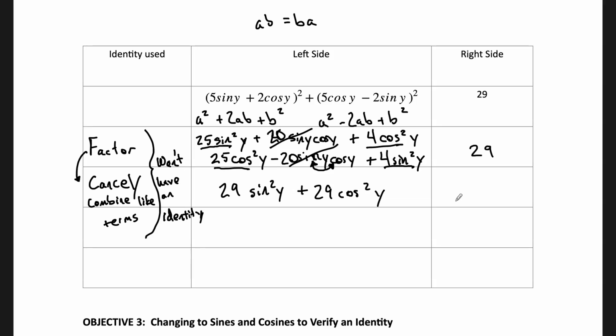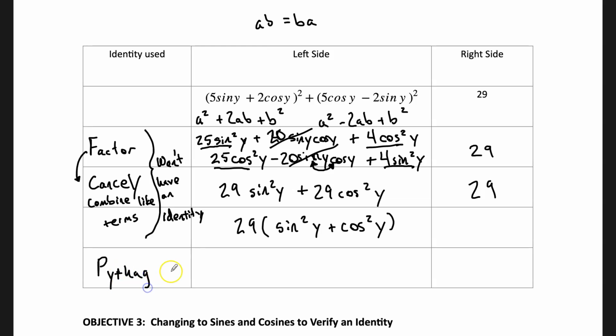Anytime we have anything with a common factor, we want to factor out that common factor and try to use an identity on either the common factor itself or the stuff that's left in the parentheses. In this case, when we factor out that common factor of 29, we will have something in the parentheses that we can use an identity on. If you look at your identity sheet, you'll notice that that should be the Pythagorean identity. That identity is cosine squared plus sine squared is equal to 1. So this becomes 29 times 1, or in other words, just 29. And we're done.